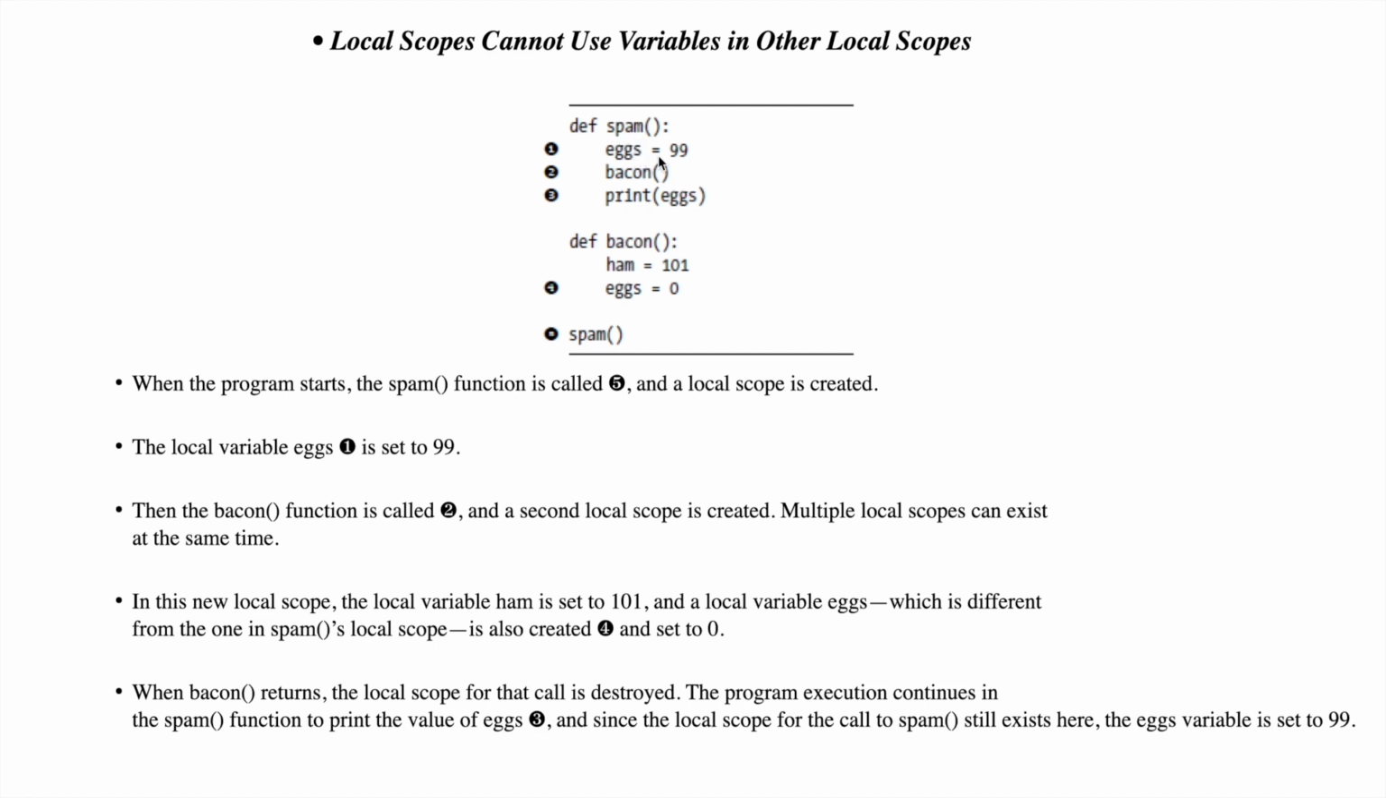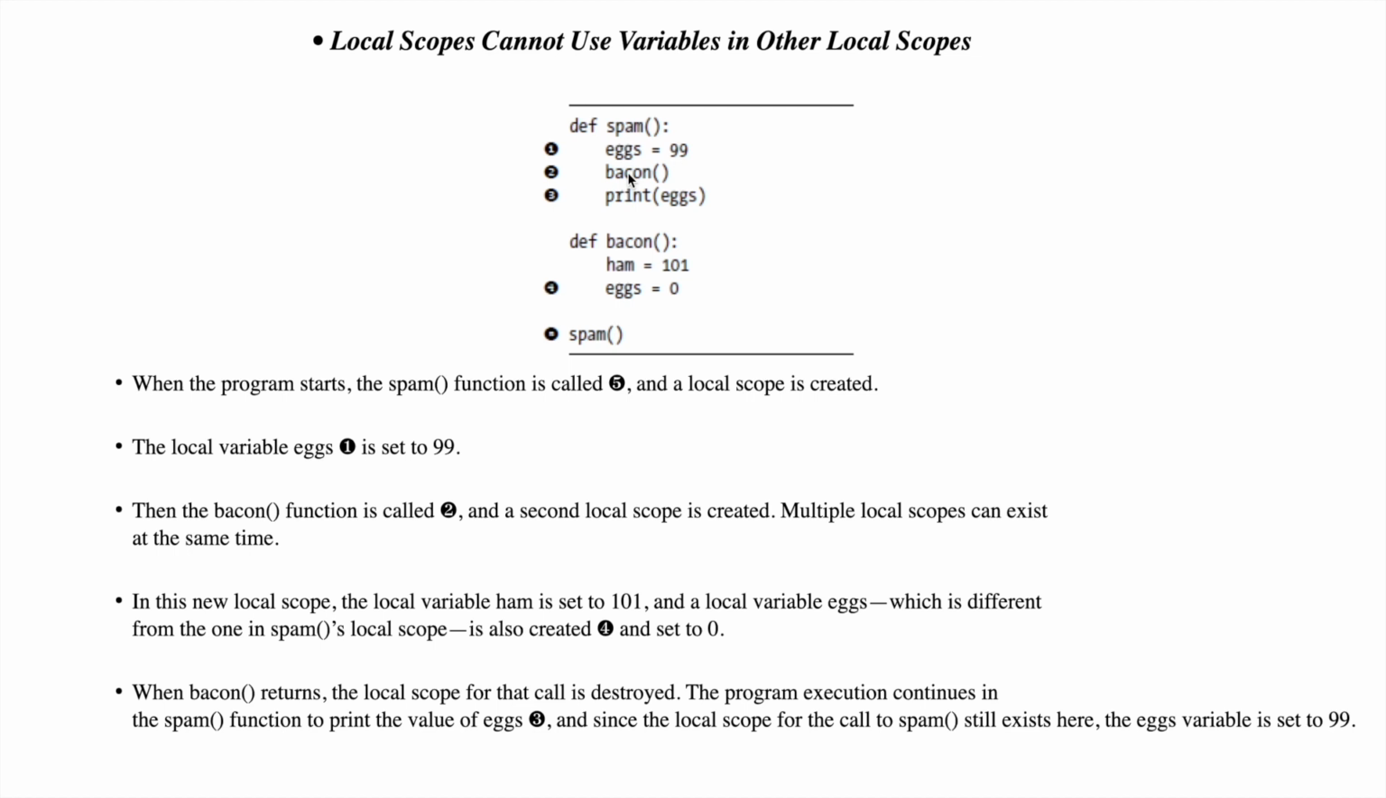So which value of x is going to print? x is equal to 99. The x variable is set to 99 since the local scope for the call spam still exists. So beacon is destroyed, but the local scope for spam still exists. So that's why x is equal to 99 will be printed.